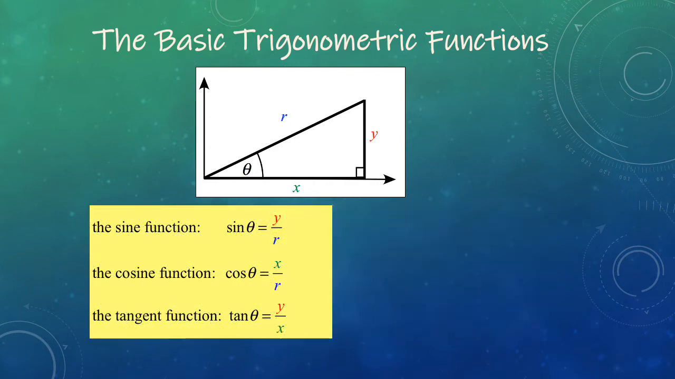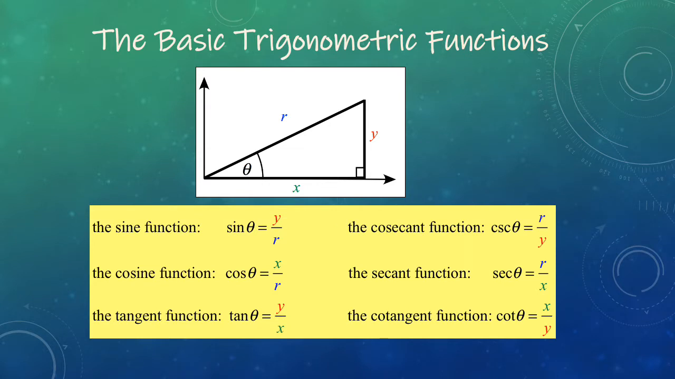So our trig functions are, first, sine theta, which we know is opposite over hypotenuse, or y over r. Our cosine function, which we know is adjacent over hypotenuse, and therefore cosine theta is equal to x over r. And our tangent function, which we know is opposite over adjacent, so tangent theta is equal to y over x.